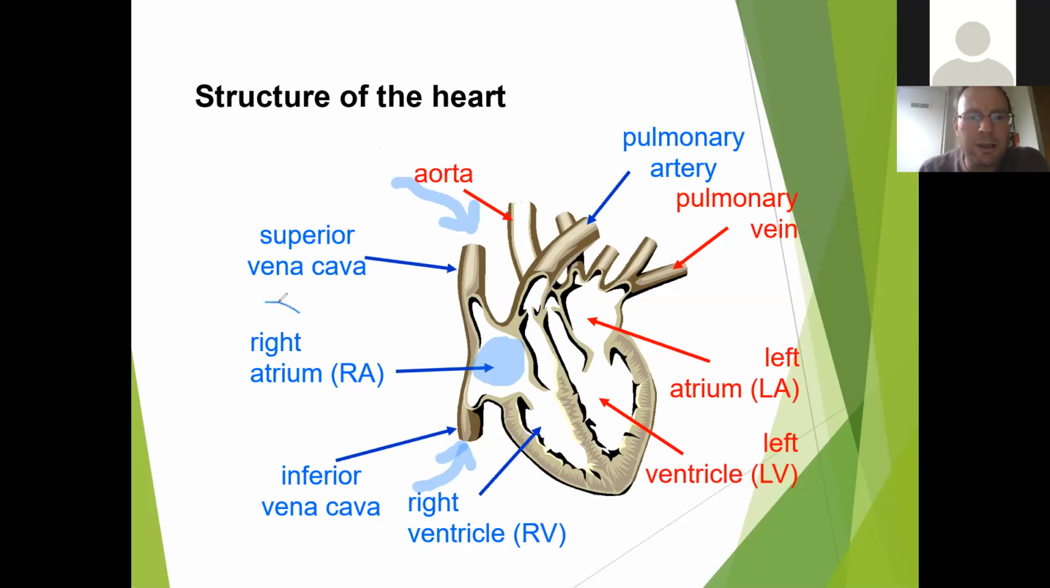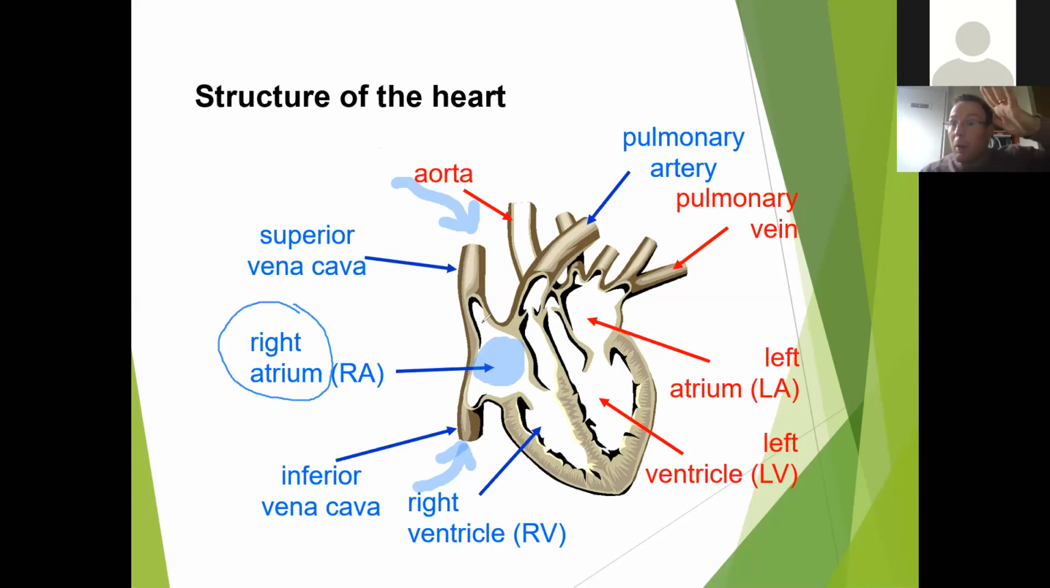You've got it there. Right atrium. So atrium is somewhere where you collect. So an atrium is a collecting point. So blood has arrived to those blood vessels, from the head and the arms, from the top, and then from the rest of the body underneath.